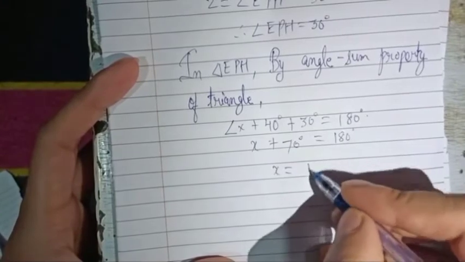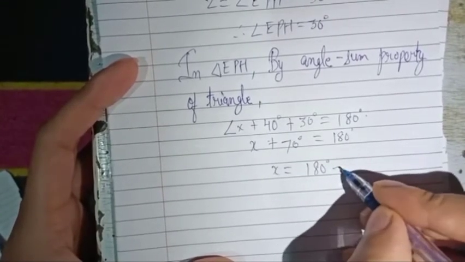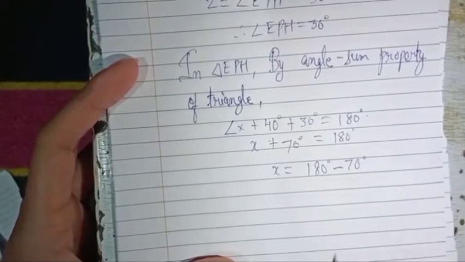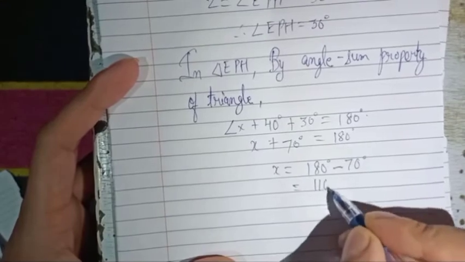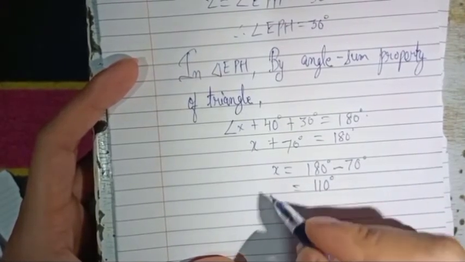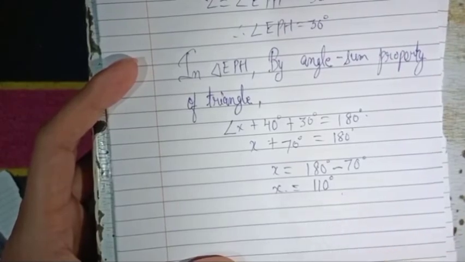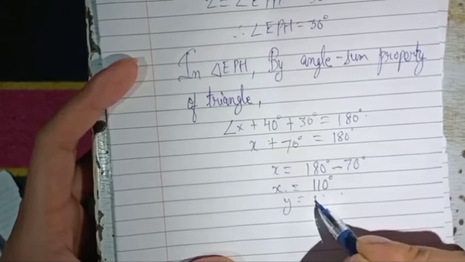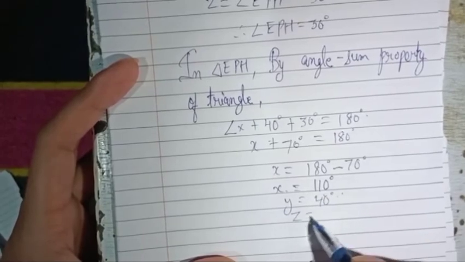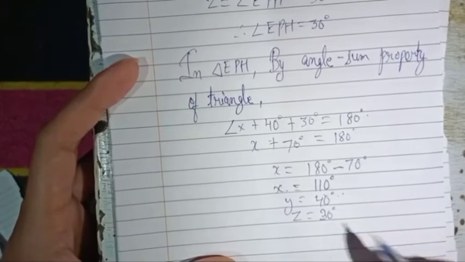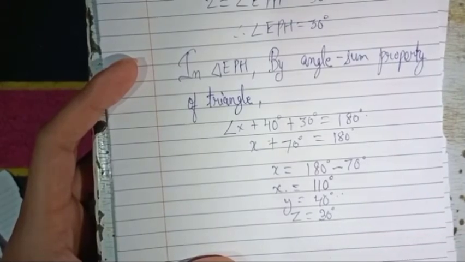So the value of x is 180 degree minus 70 degree, that is equal to 110 degree. Value of x is 110 degree. So in this way we have found all the values. X is 110, y we have calculated as 40 degree, and z equal to 30 degree.